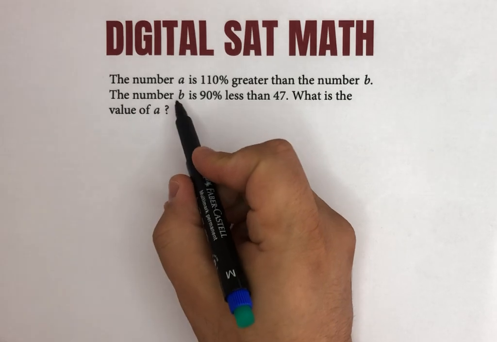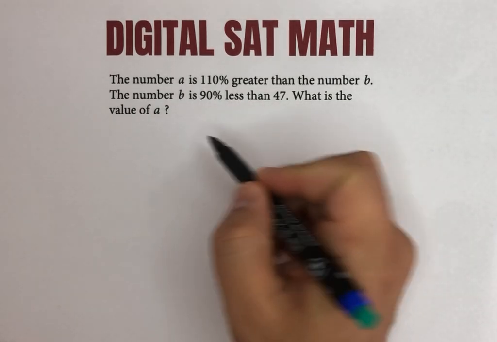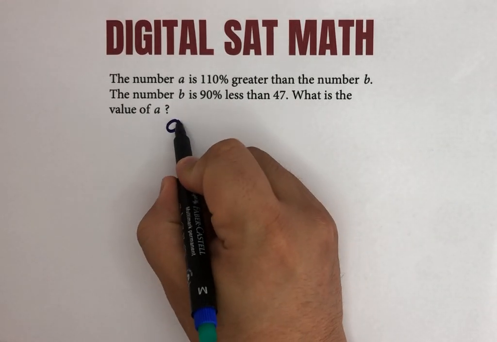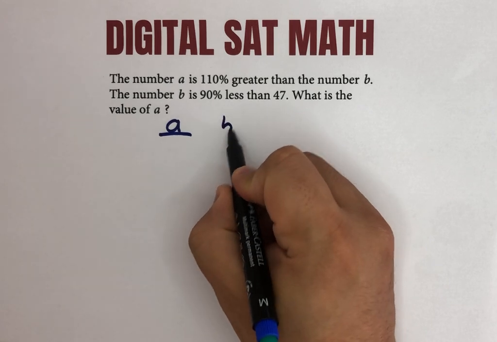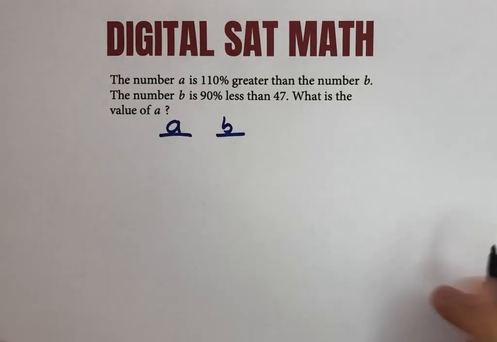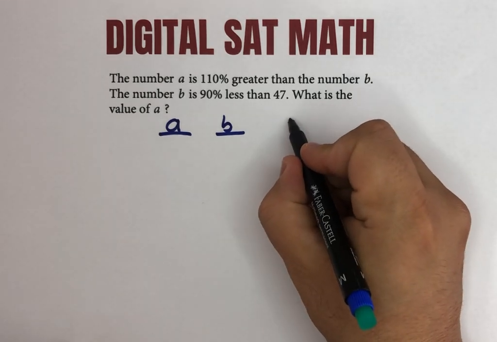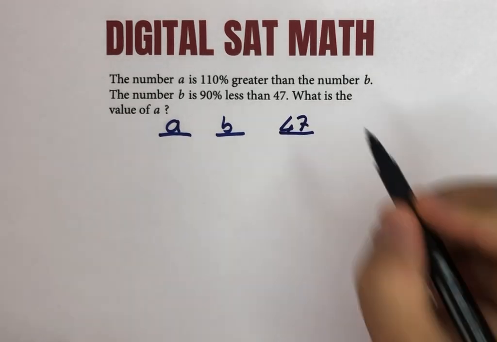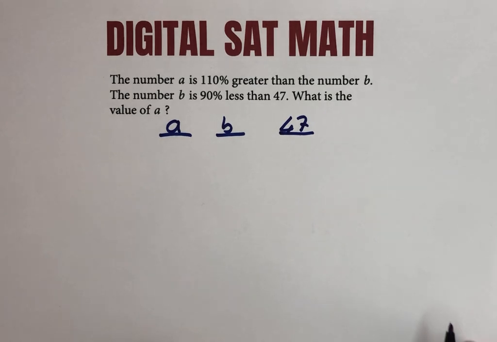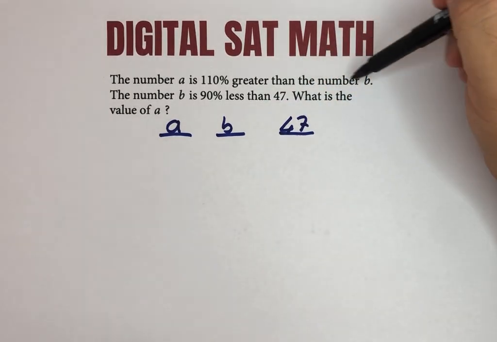Okay, the number A is, so we're talking about two numbers. One is A and there is B. There is also 47 included, right? So we're talking about three numbers, 47 here. So A is 110% greater than B.